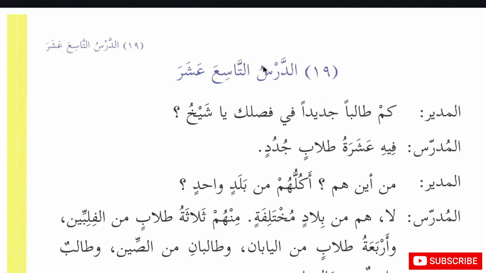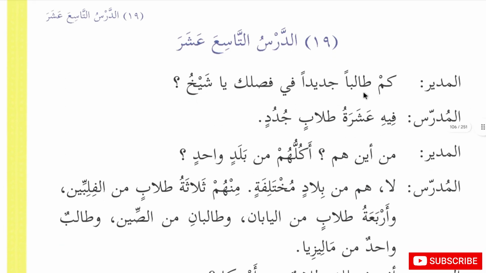Assalamu alaikum. Ad-dars at-tasi' ashar. The 19th lesson. Kam taliban jadidan fi faslika ya Sheikh? How many new students are in your class, O Sheikh? Kam taliban jadidan. We covered this in the last lesson. Basically, this is how you say how many, and the noun you put after it must be a singular mansub noun, a male or a female, but it has to be singular and in the mansub state with a single fatha or a double fatha. Sorry, if it's without alif lam, it has to be a double fatha always.